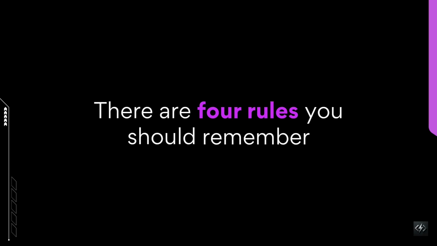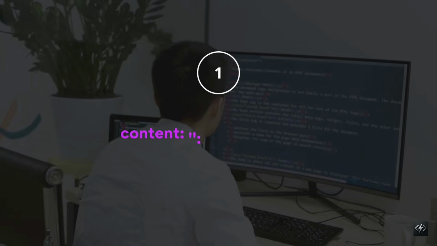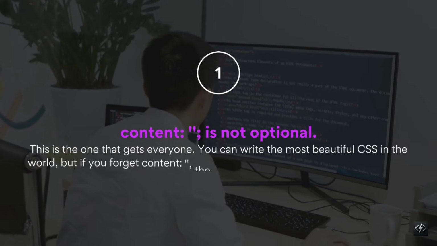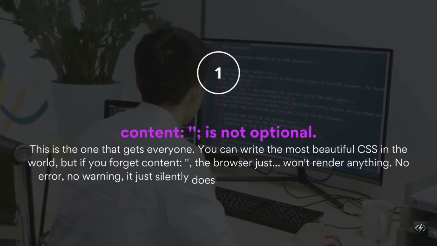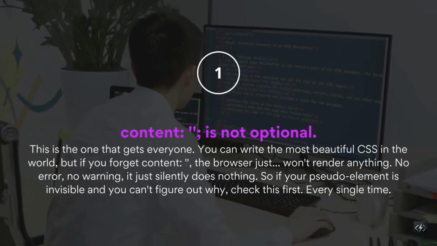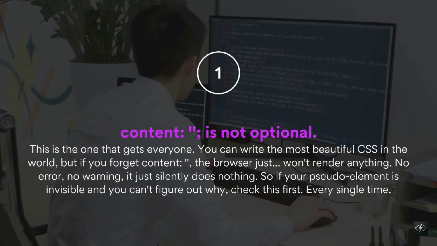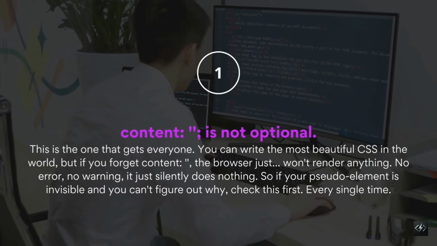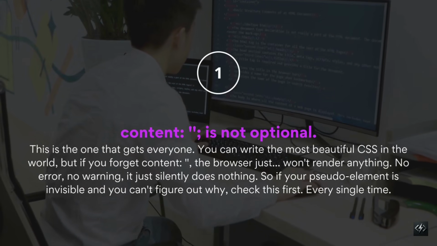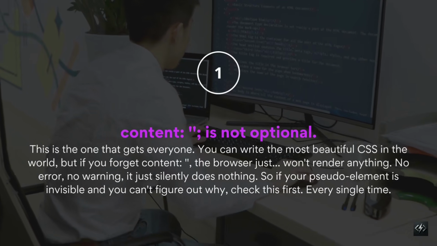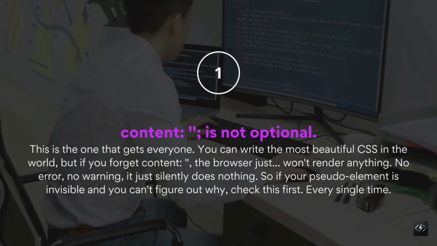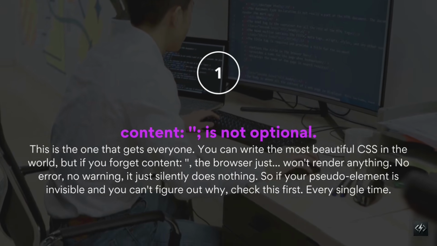There are 4 rules you should remember. Rule 1. Content is not optional. This is the one that gets everyone. You can write the most beautiful CSS in the world, but if you forget content equals empty quotes, the browser just won't render anything. No error, no warning, it just silently does nothing. So if your pseudo element is invisible and you can't figure out why, check this first, every single time.